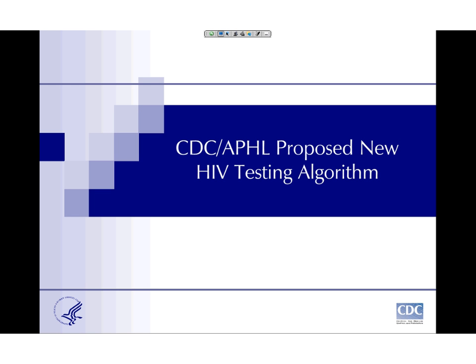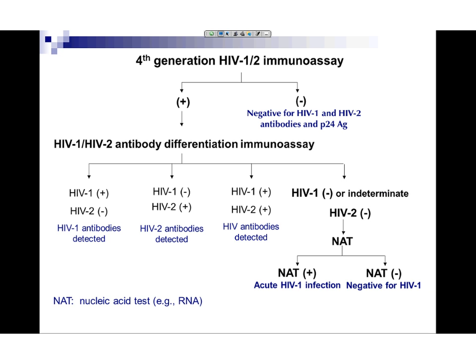So as a result of all these findings, CDC and APHL have proposed a new HIV diagnostic algorithm, which is already listed as one of the diagnostic alternatives in the algorithms of the Clinical Laboratory Standards Institute, CLSI. And I think most of you are now familiar with this. We'll be recommending that screening be initiated with a fourth generation HIV-1, HIV-2 antigen antibody assay. If the person is positive on that fourth generation assay, they would then get an antibody test that differentiates HIV-1 from HIV-2 antibody.